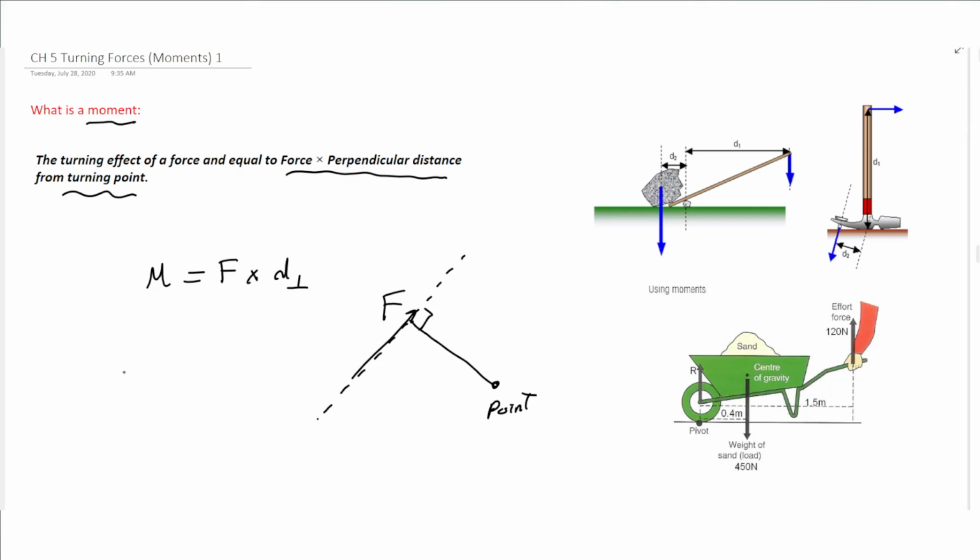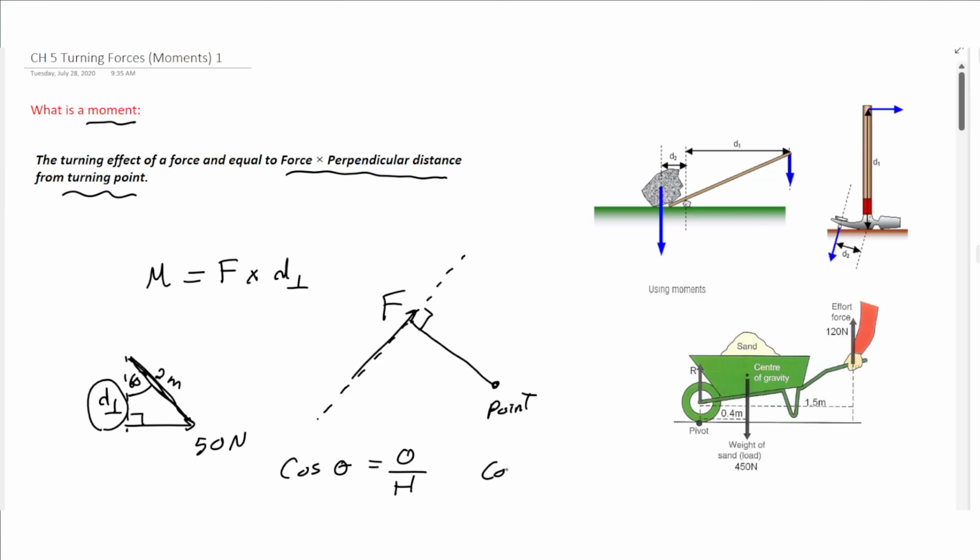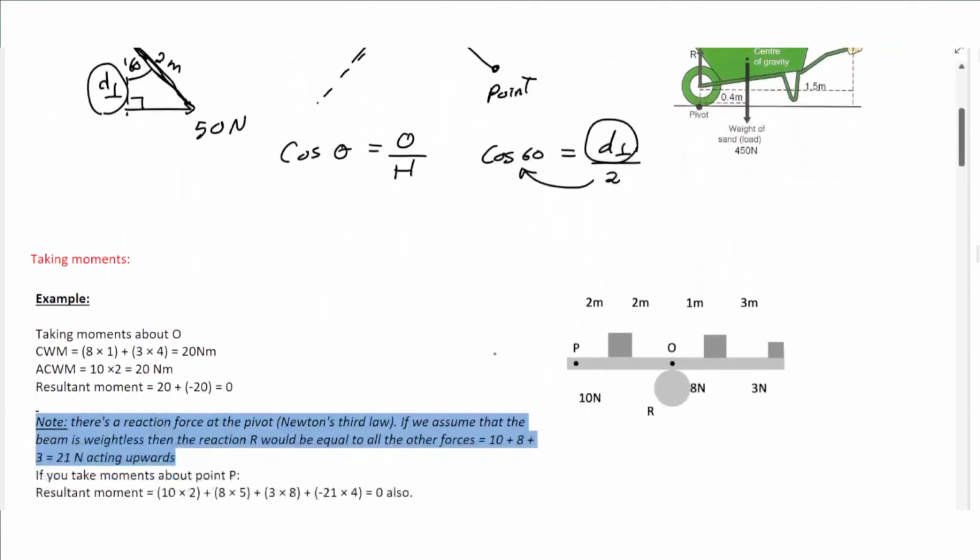For example, in one of the exams in November 22, there was a force pointing in this direction and there was a distance in this direction, for example, at an angle of 60 degrees, and this distance was 2 meters, and you want the perpendicular distance to the force, and the force was, for example, 50 newtons. So you have an angle and you have the hypotenuse of this triangle. You use the sine or the cosine. You want the adjacent line, so you use cosine. Cosine of any angle is equal to the adjacent divided by the hypotenuse. So cosine 60 is equal to the perpendicular distance divided by the hypotenuse, which is 2 meters. Then you get the perpendicular distance by multiplying 2 by cosine 60. That's how you get the perpendicular distance.